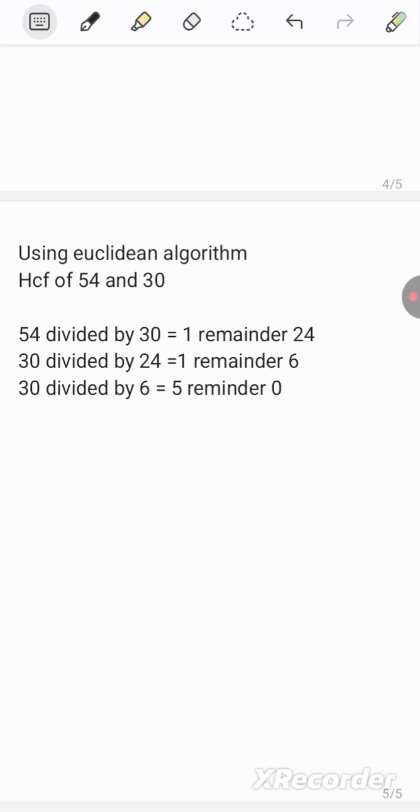And the smallest will be divided by every remainder after it until there are no more remainders. 54 divided by 30 is 1 remainder 24. 30 divided by 24 is 1 remainder 6. And 6 divided into 30 is 5 remainder 0. Therefore, the HCF would be the second to the last remainder, which is 6. So the HCF is 6.